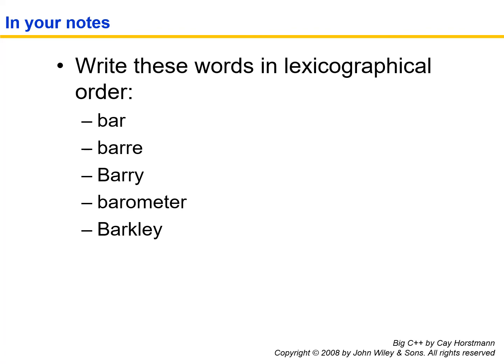Okay, if you got Barkley and then Barry as the first two, then you remembered the point about the capital letters having lower ASCII values than lowercase letters. And then you would have BAR, and then barometer, and then BARRE.